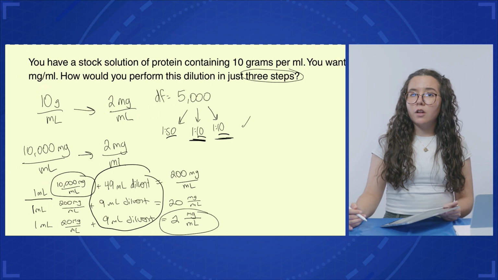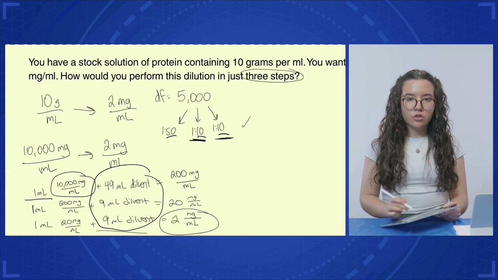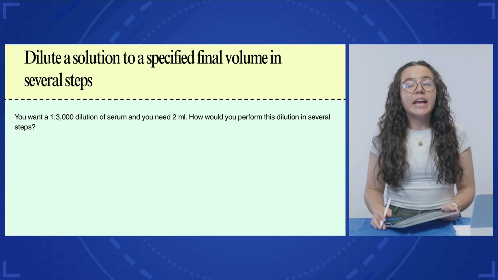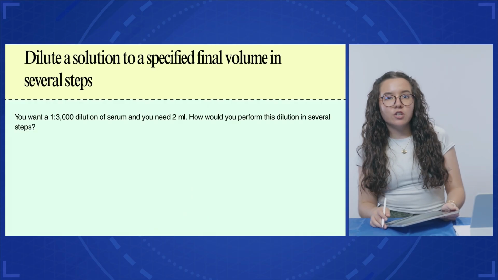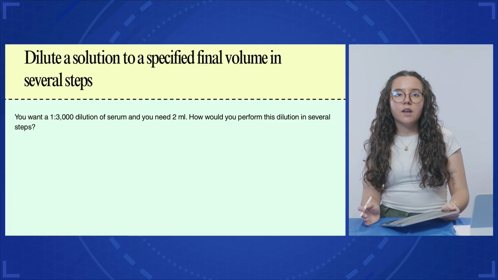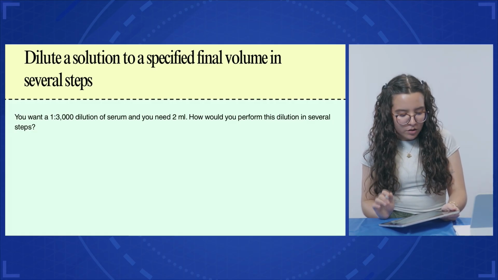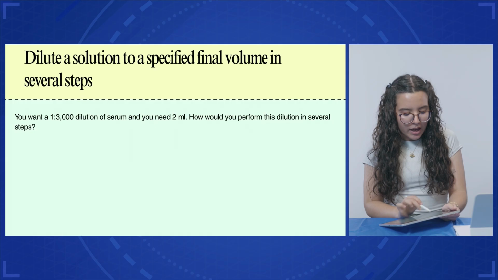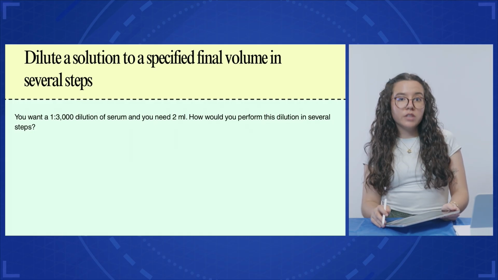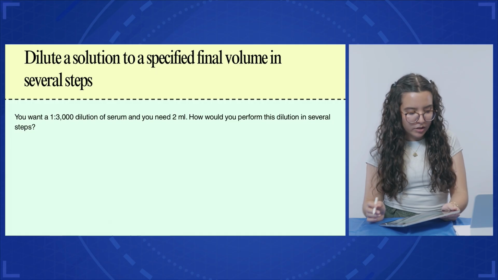But when dealing with smaller volumes that we'd have to use micropipettes for, that's when we would just go ahead and actually do the difference like this. And now we will go over how to dilute a solution to a specified final volume in several steps, as opposed to the last problem where it was an unspecified final volume. So for example here, it says you want a 1 to 3,000 dilution of serum and you need 2 milliliters. How would you perform this dilution in several steps?